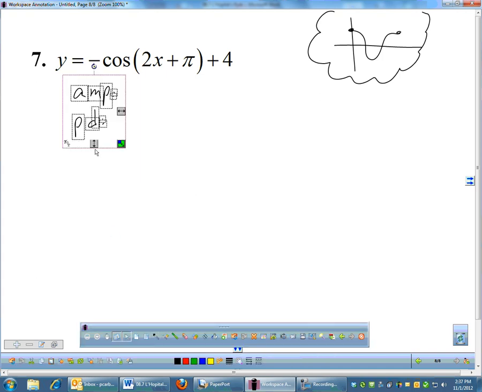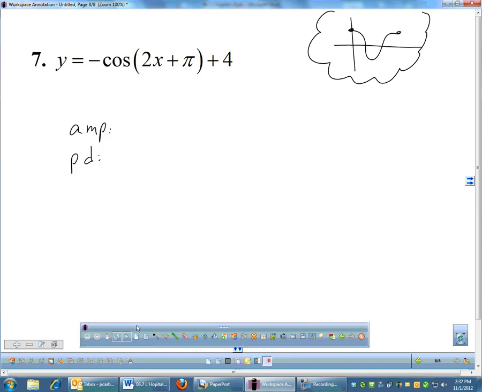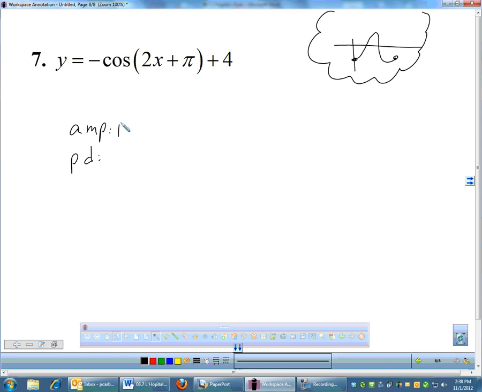Now this one is a little bit tricky because before you can identify any kind of shifts, like amplitude and period are not too bad. Amplitude is going to be 1, even though there's a negative 1, but that negative means that we're actually going to start upside down. So it's not going to look like that. This cosine, since it's negative, is actually going to start down low and go up, and it's going to finish something like that. So the amplitude is positive 1.